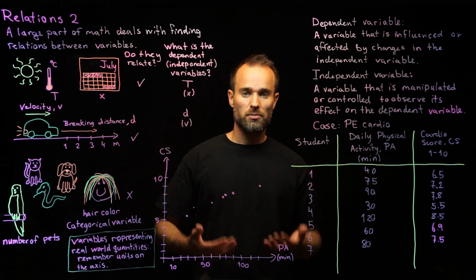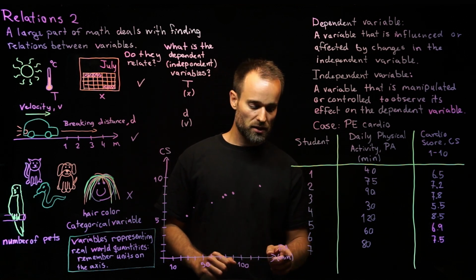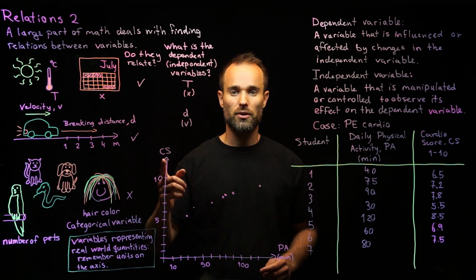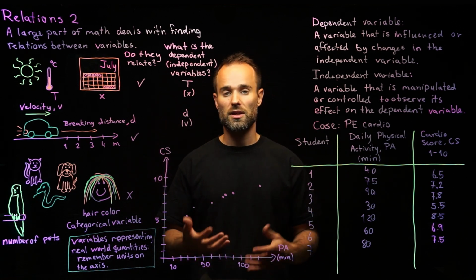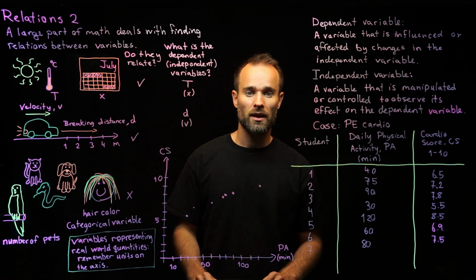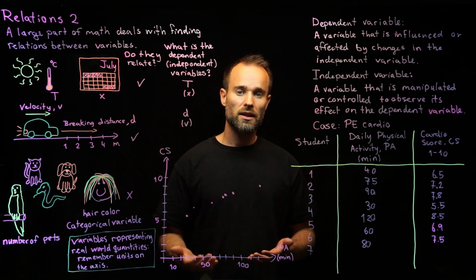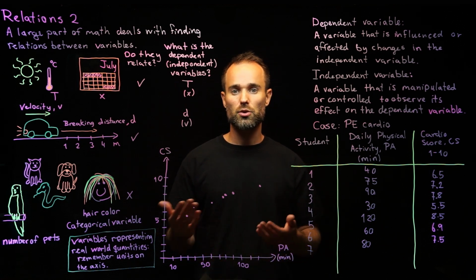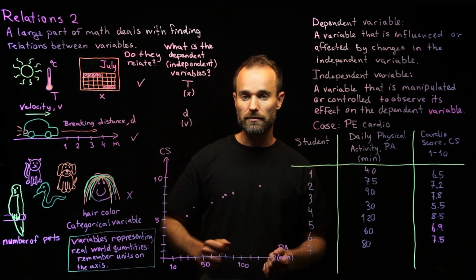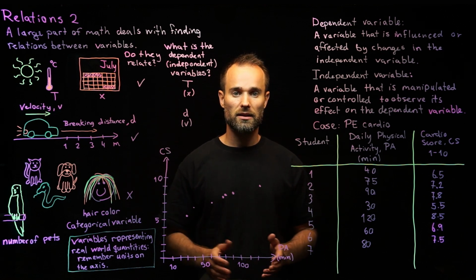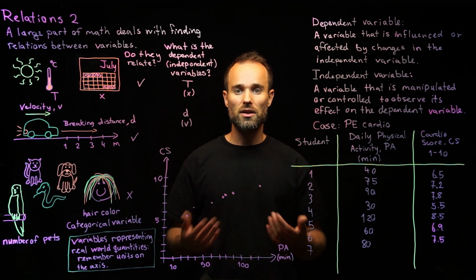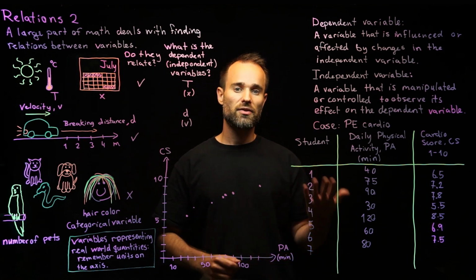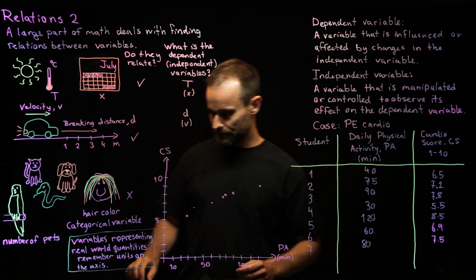The units are displayed on the axes. Minutes for the daily physical activity, but no units for the cardio score, as it is unitless, just a number between 1 and 10. The graph shows the same thing that we saw in the table, that more daily physical activity seems to correlate with a higher cardio score. And not only that, looking at it, it does seem like the points fall along a straight line. Let's find the line of best fit.